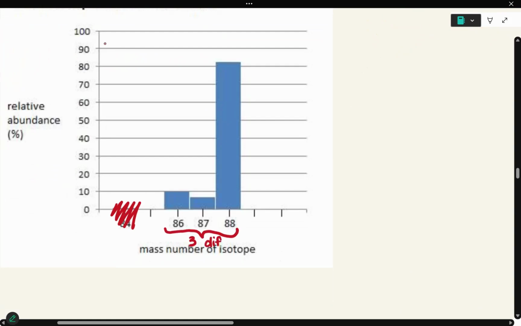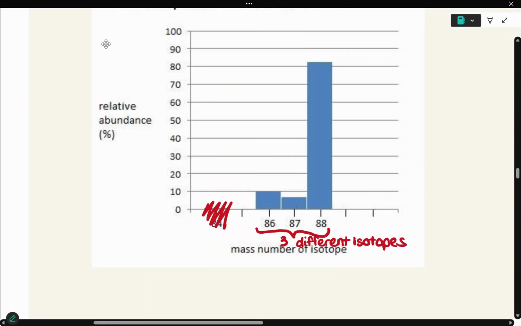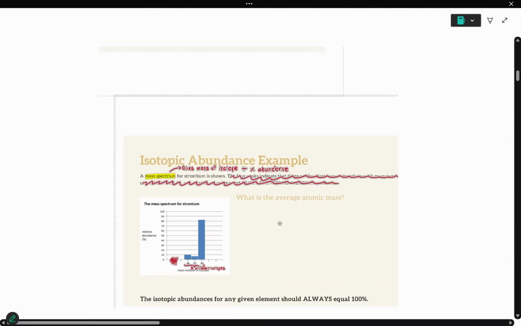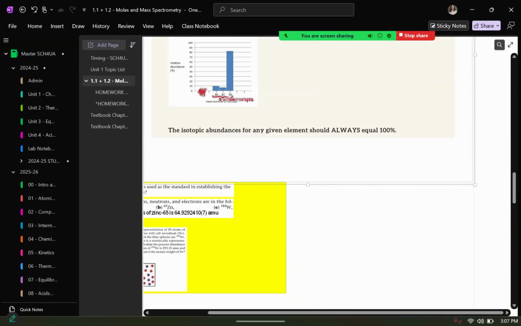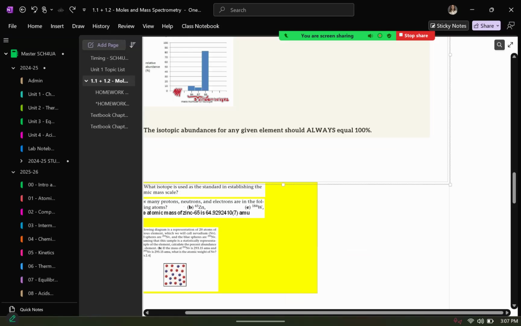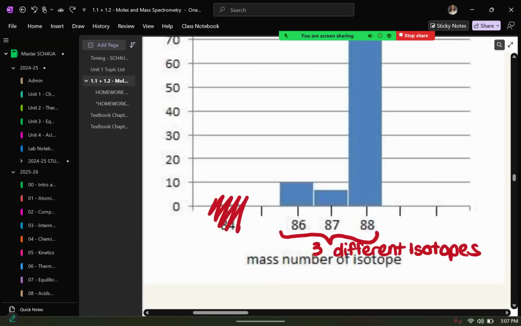3 different isotopes. So your first isotope has a mass of 86 AMU. If you wanted to know what the percent abundance of that isotope was, well, now you can look at the other side of the graph and see what percentage line it is at.